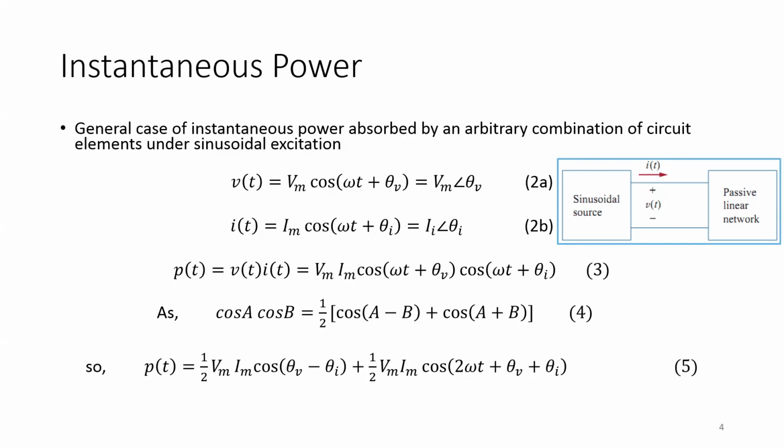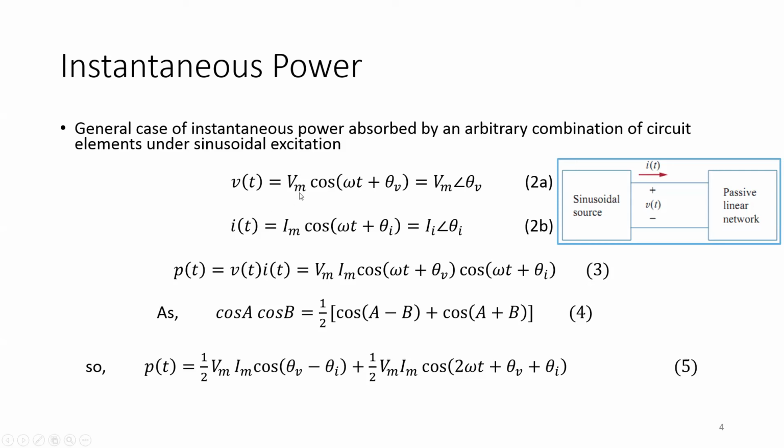In the case of sinusoids, for example, if we are given a system where the voltage source is a sinusoidal source, it provides a terminal voltage, instantaneous voltage v of t, and there is some passive linear network connected to it, and the current i of t is flowing into the passive network.